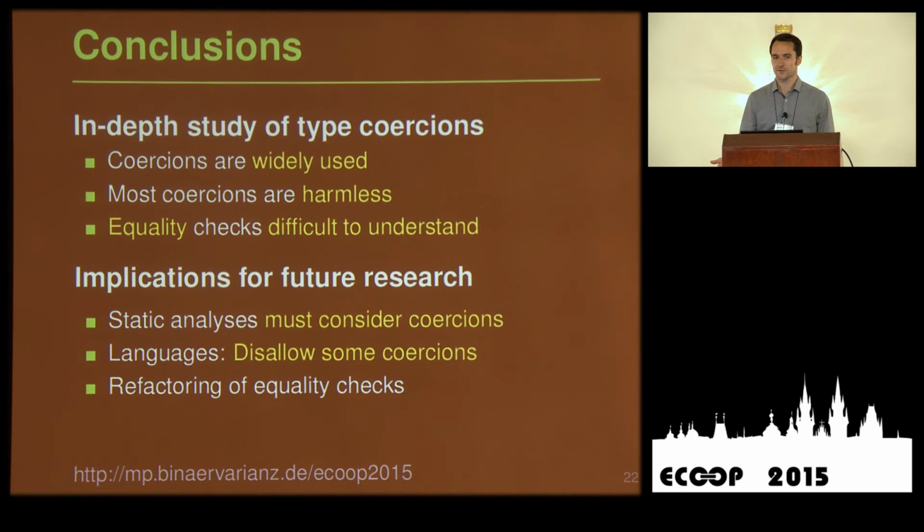Some implications for future research. One implication is that static analysis, or actually every analysis for JavaScript, but in particular static analysis, must consider coercions, otherwise the analysis won't run on any realistic program. Another implication for future languages and subsets of JavaScript is that you probably want to disallow some coercions, in particular those that we classify as potentially harmful. By doing this, you wouldn't break too much code because only 1% of all coercions are of this kind. And finally, there's potential for future work to refactor equality checks from non-strict checks into strict checks.